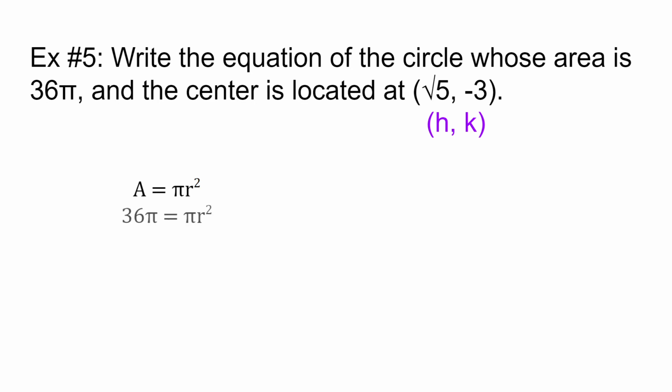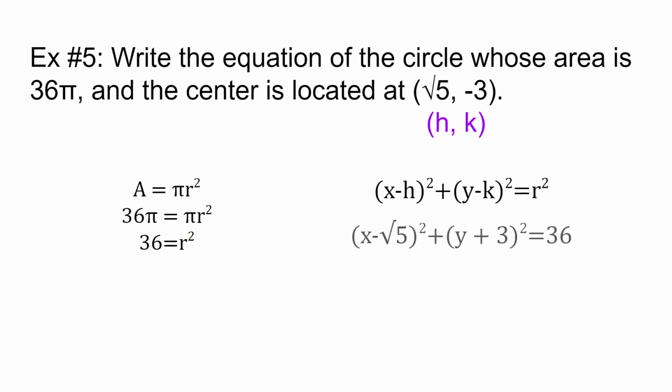So we'll have 36 pi equals pi r squared, divide both sides by pi, and we find that r squared is 36. Again, we could identify that the radius is 6, or we can stop there since that is what is in our standard equation. Then we'll start with our standard equation, plug in our known values, and we've got our equation already. Don't have to simplify it further than that.